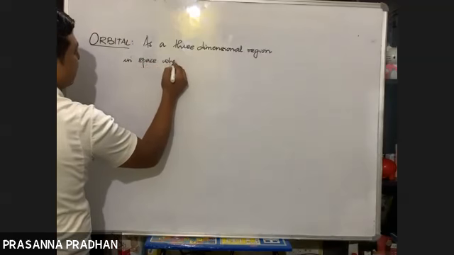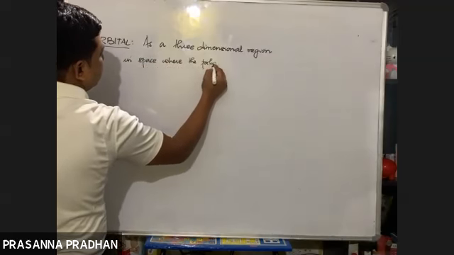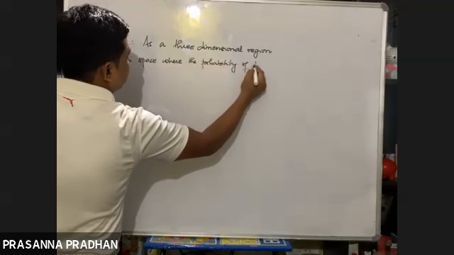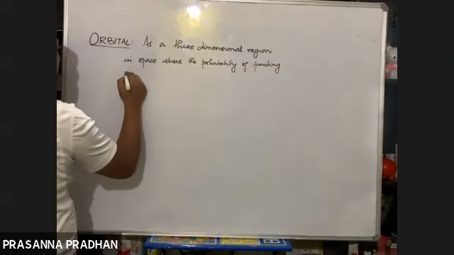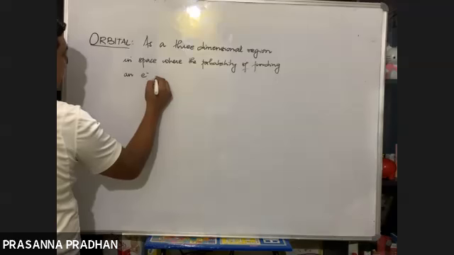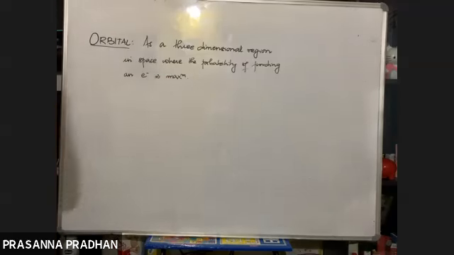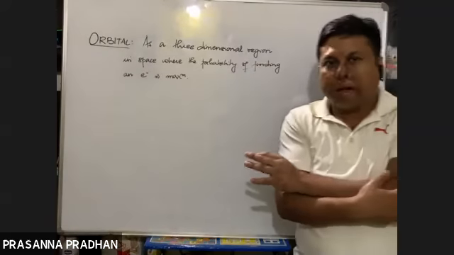where the probability of finding an electron is maximum. So this is a direct consequence of the Heisenberg uncertainty principle. Now we cannot know where the electron is, so we can just picturize an electron as an orbital.